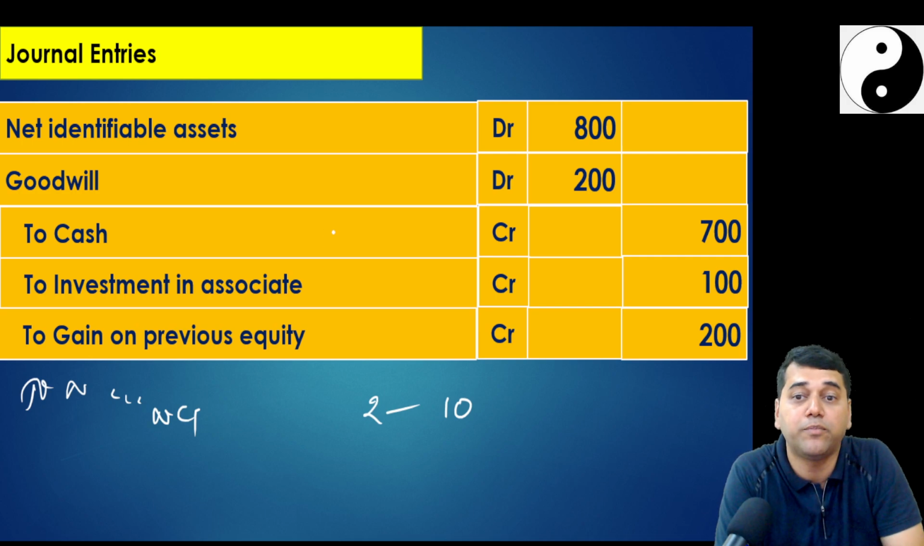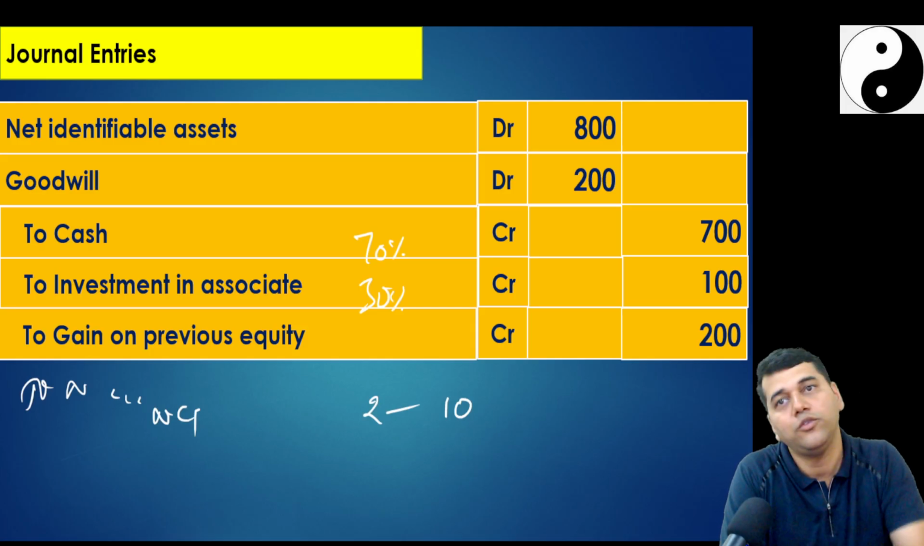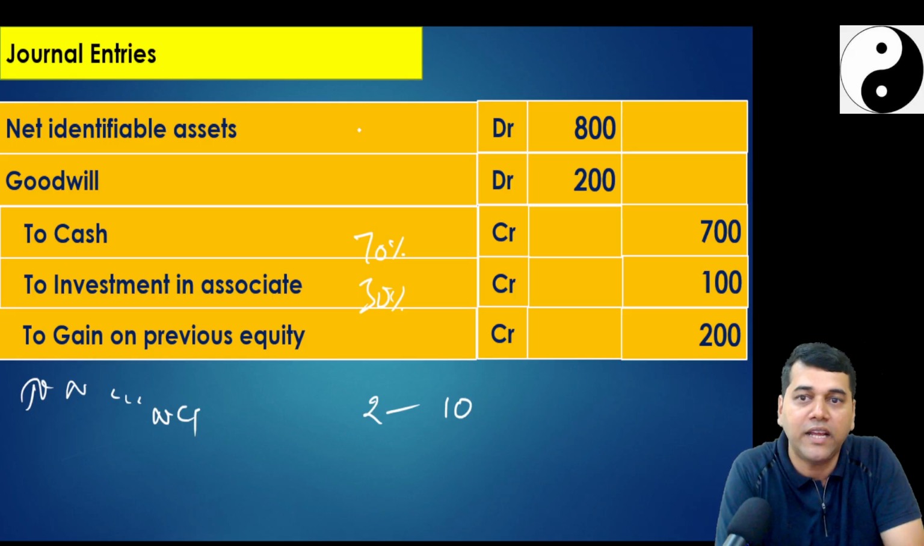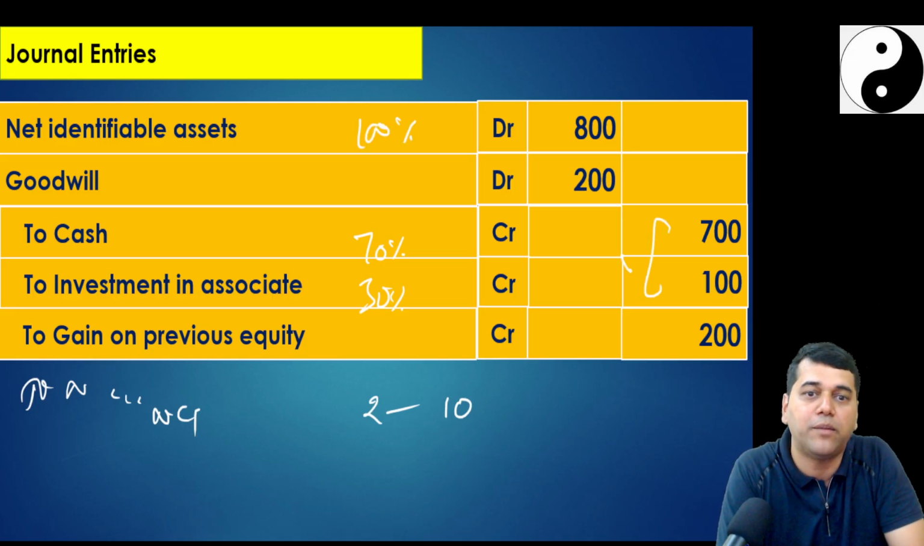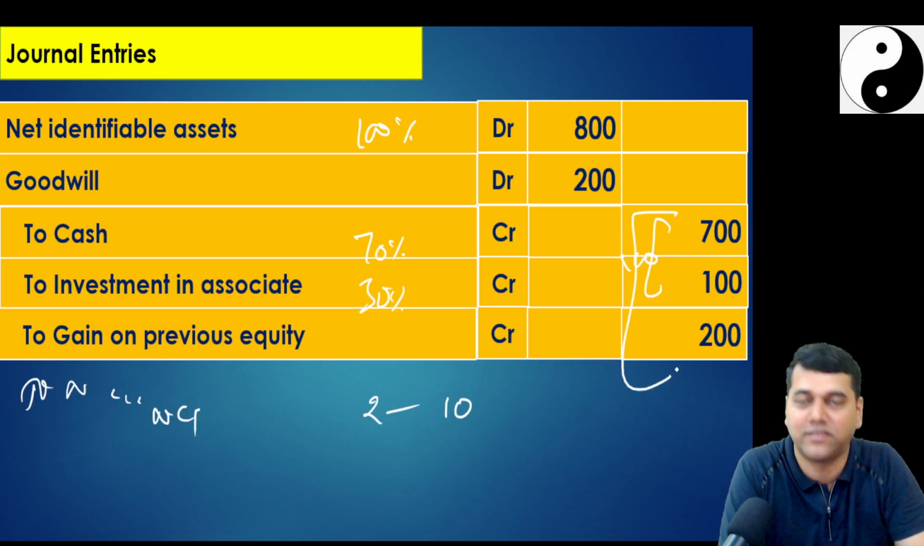700 is paid for the 70% stake. Remaining 30%, because it was already your associate. You will have it going forward. That's why, for getting 100% net assets, you paid 100% consideration. So your purchase consideration is this.